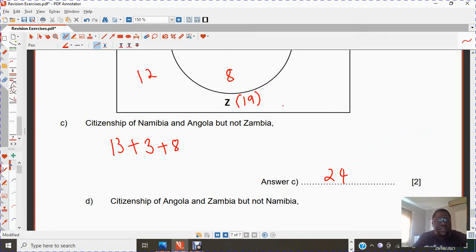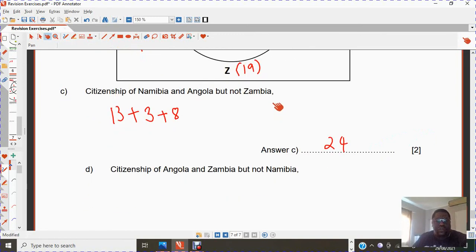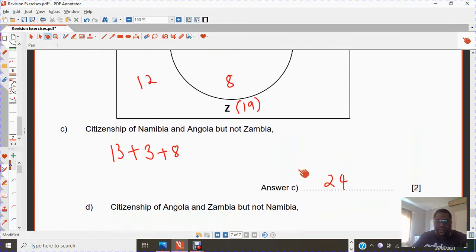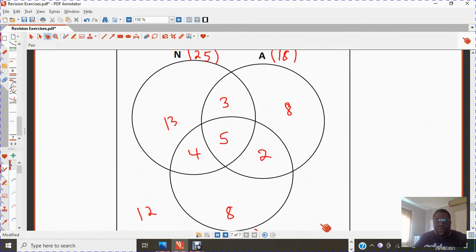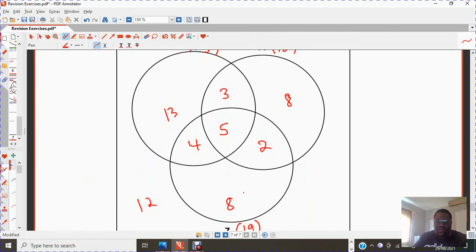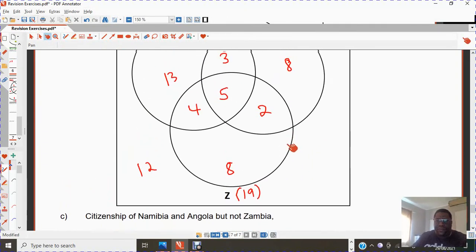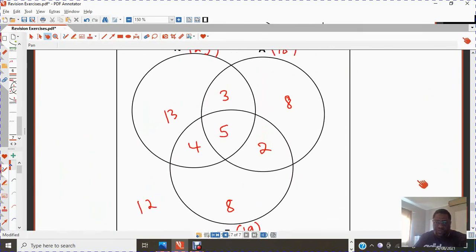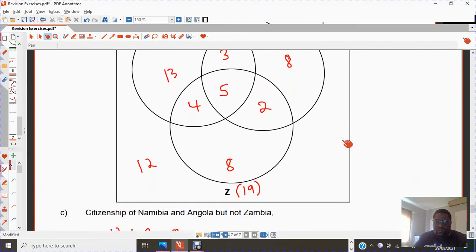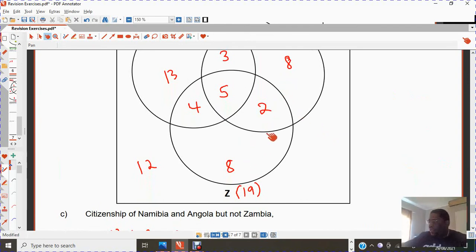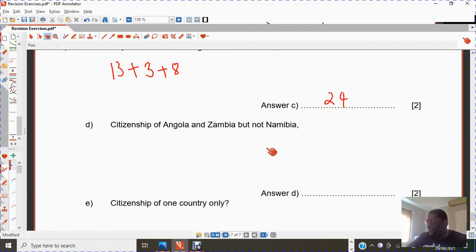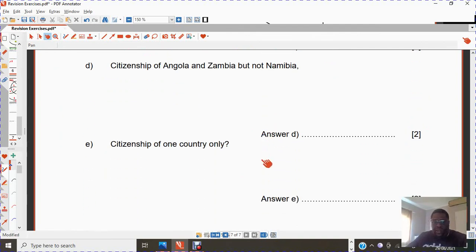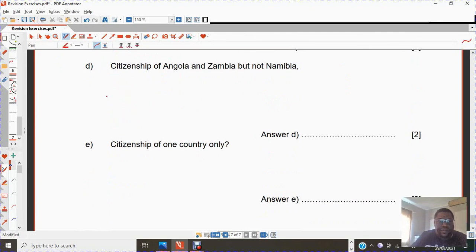The next one says you're supposed to calculate the number of students who have got citizenship of Angola and Zambia. Angola and Zambia, but not Namibia. So it's this 8 plus 2 plus 8. That gives you 18. So just make sure: Angola, Zambia, but not Namibia. So our D will be 18. In this particular case, it was 18.